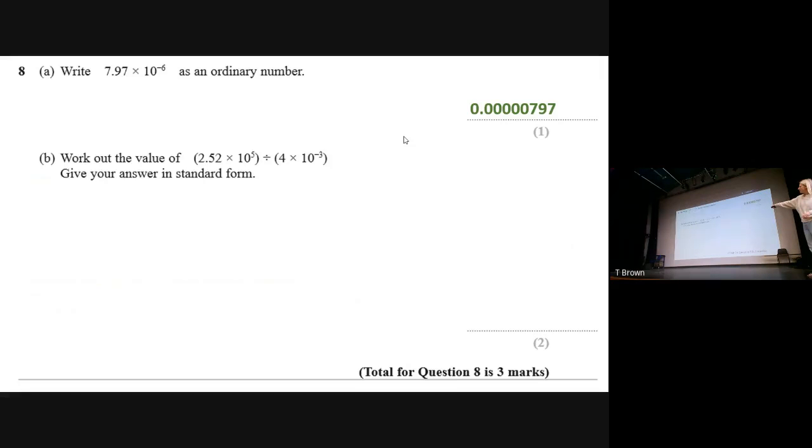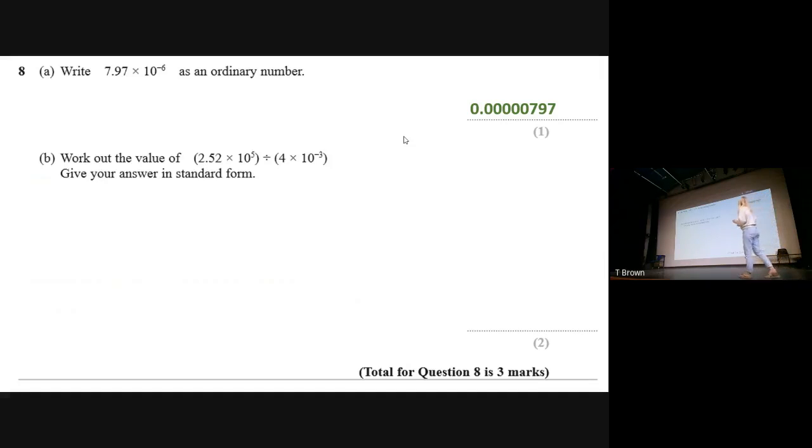If I gave you 7.97 times 10 to the power of 6, it's going to take you 2 jumps to get 797. So you've then got 4 more jumps to go. So there'd actually only be 4 zeros if it was positive 6. It would be 797,000. 7,970,000. So you can't just do 6 zeros, but you can if it's negative.